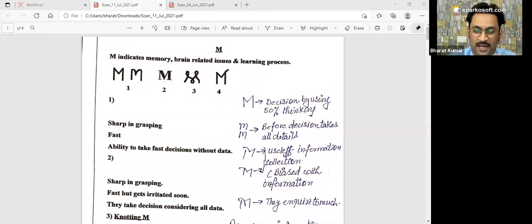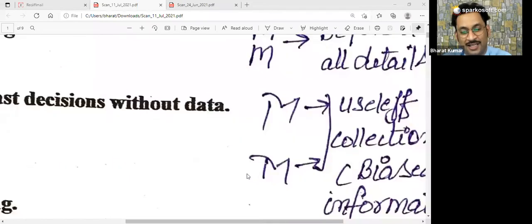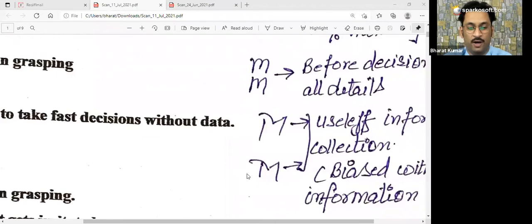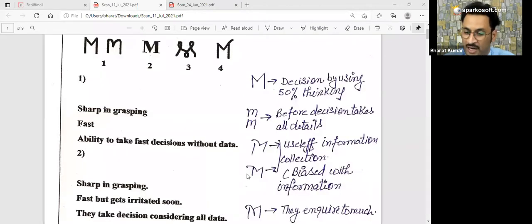Can anyone tell me what is the difference in these two different M's? Upper loop is there and hook is present in both cases. The upper M is disconnected, and the lower M is also disconnected in the center, and the first one is also disconnected in the center. This is a non-disconnected M. Yes, Maya. Yes, V is not balanced. V is having a hook and is disconnected.